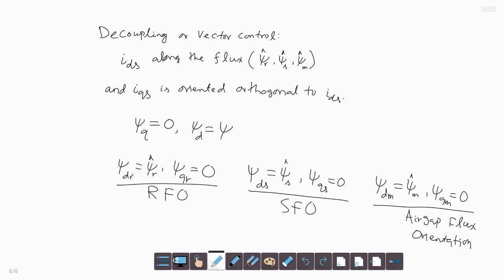So, in rotor flux orientation, psi r is a function of IDS only, not dependent on IQS. In stator flux orientation, psi s is a function of IDS only, independent of IQS, and in air gap flux orientation, psi m is a function of IDS, independent of IQS. This is the essential of vector control. Thank you for attention.